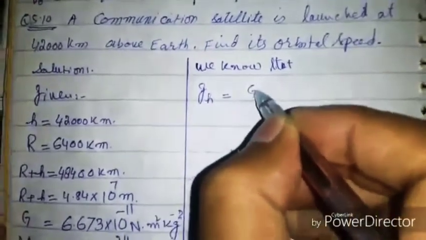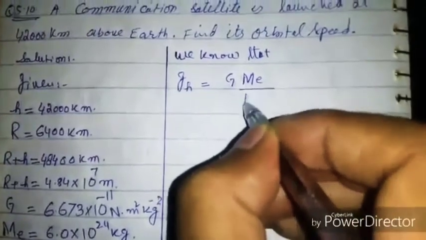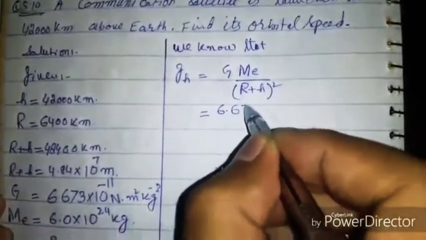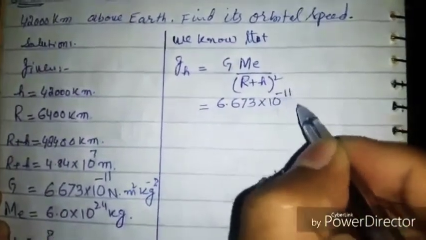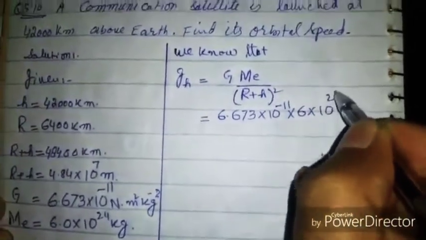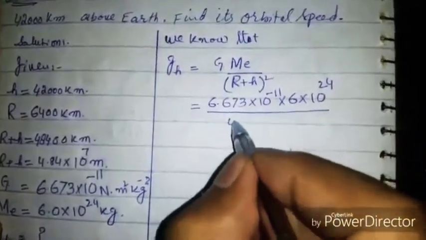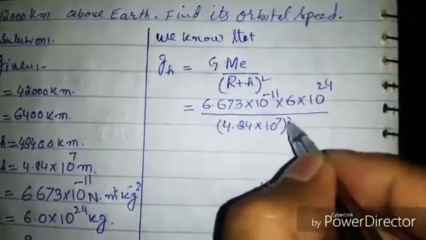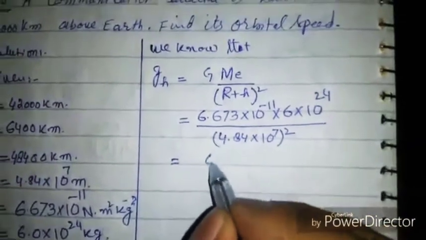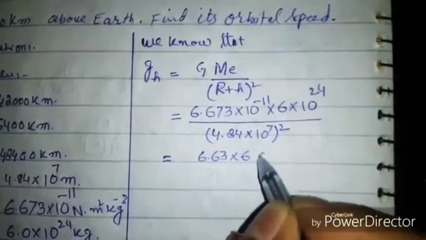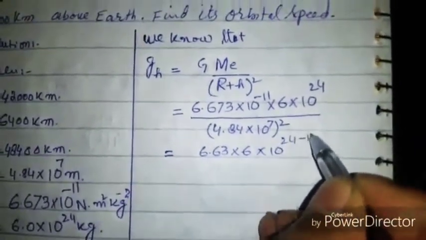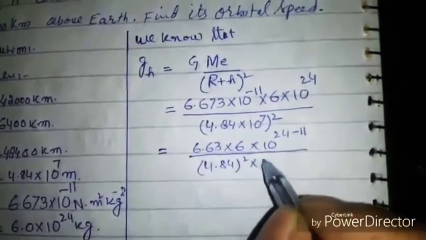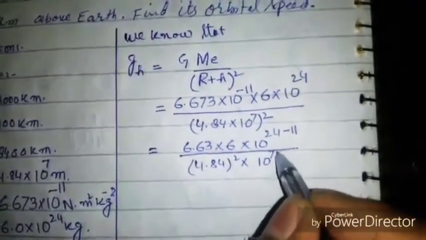We know that gH is equal to G ME over R plus H square. Now putting the values, 6.673 into 10 raised power minus 11 into 6 into 10 raised power 24 over 4.84 into 10 raised power 7 whole square, which is equal to 6.673 into 6 into 10 raised power 24 minus 11 over 4.84 square into 10 to the raised power 7 into 2.